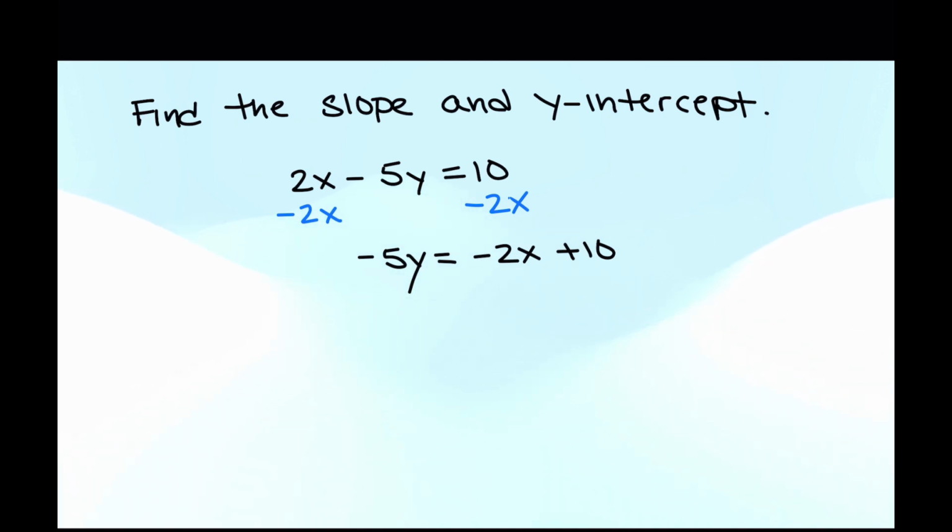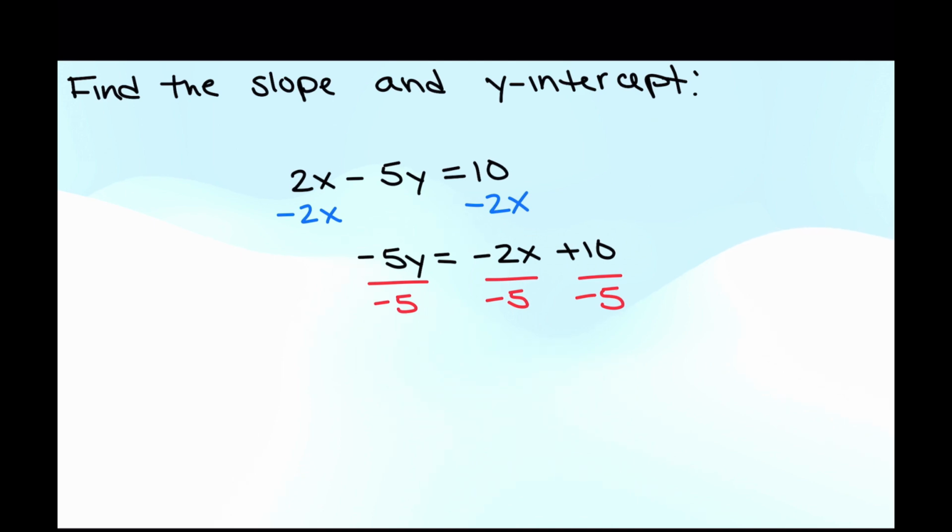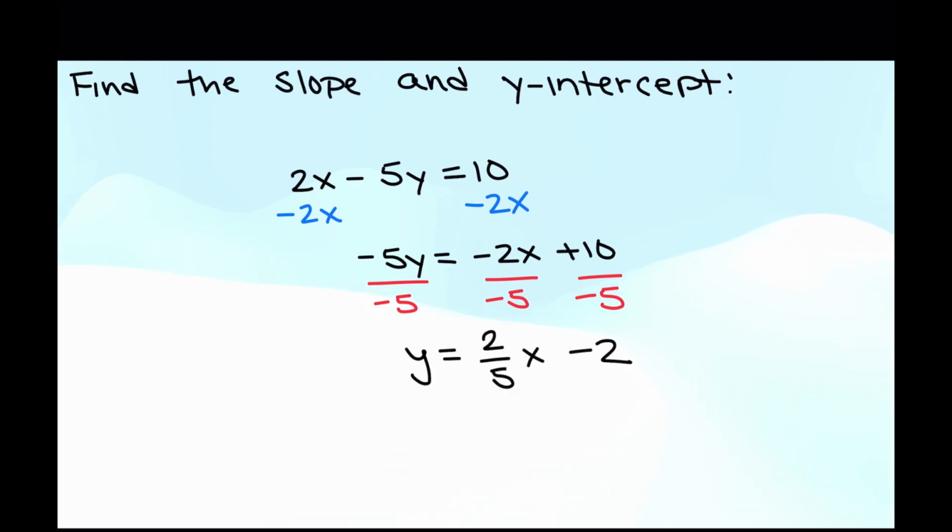Now to finish, to get y by itself, I'm going to get rid of that negative 5, and I'm going to divide all of the terms by minus 5. So now I'm left with y equals negative 2 over negative 5. A negative divided by a negative is a positive. So that's positive 2/5 x. And then 10 divided by negative 5 is negative 2.